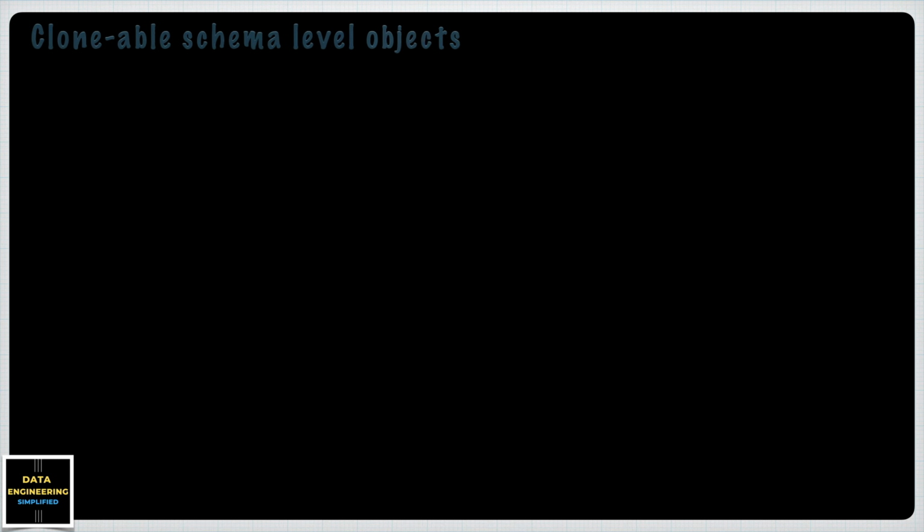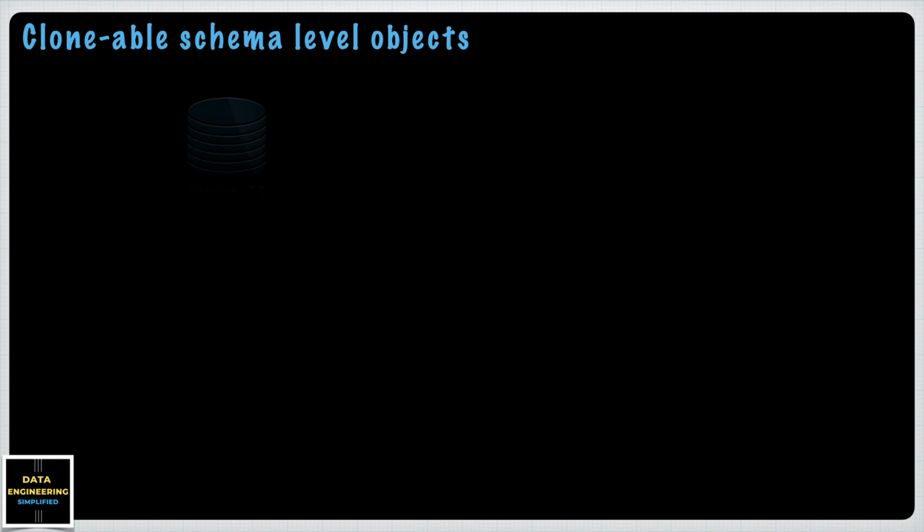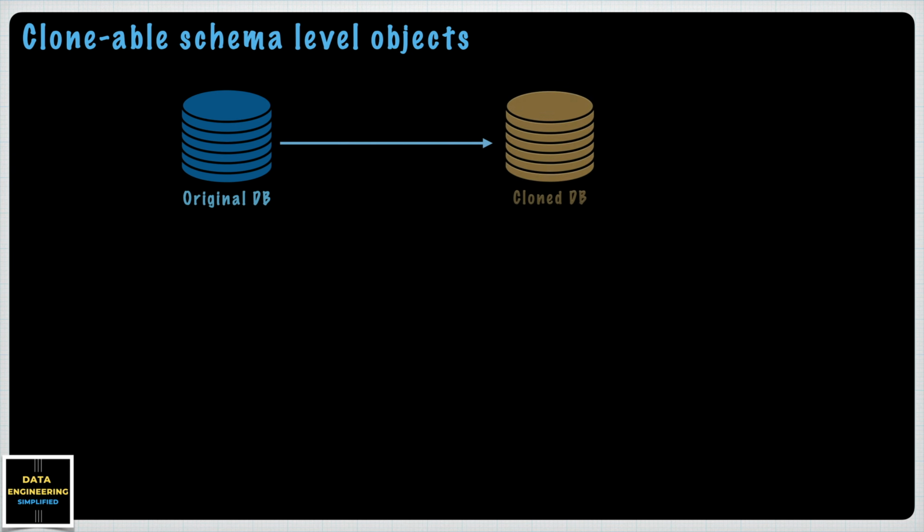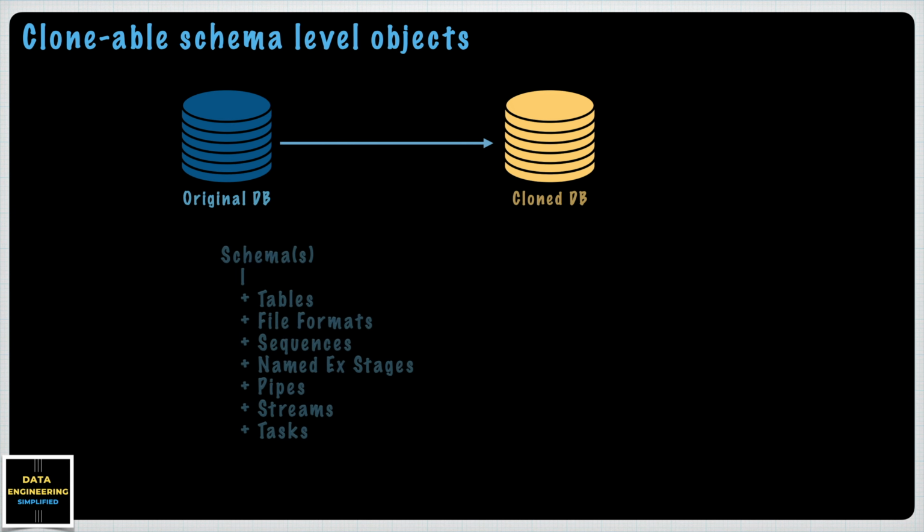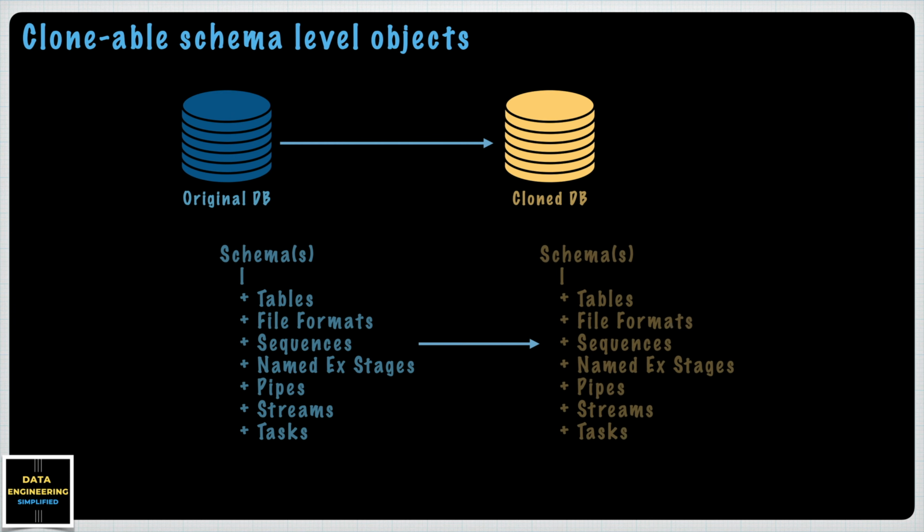Let's understand which objects can be cloned and get cloned automatically when the database or schema objects are cloned. So when you clone a database using the clone keyword, a point in time snapshot is created without making any physical copy of the actual underlying data for that database. All the schemas under the database are also cloned. All the objects listed above, permanent tables, file formats, sequence objects, named external stages, pipes, streams, and tasks are also copied along with the schema.